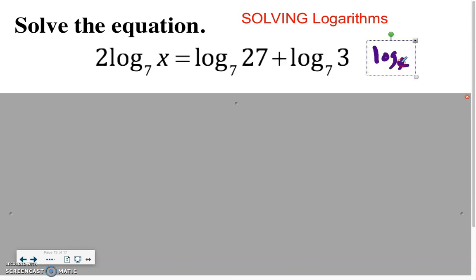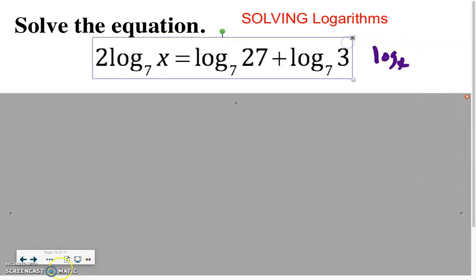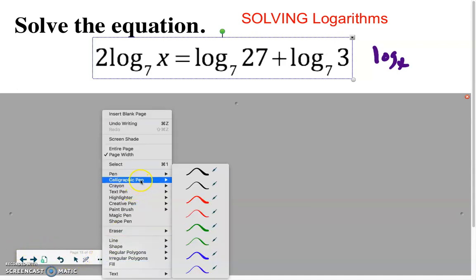Oops, sorry here. Yeah, let's just leave it that way, I guess. Let's just write it red.